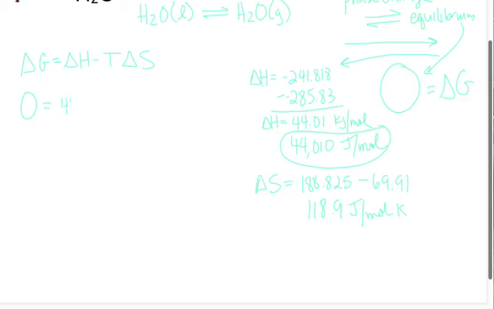All right, so now we can plug these in. We have 44,010 minus temperature times 118.9. 370 what? 370 Kelvin. What's that in Celsius? I kind of want 1 sig fig. What's our boiling point?